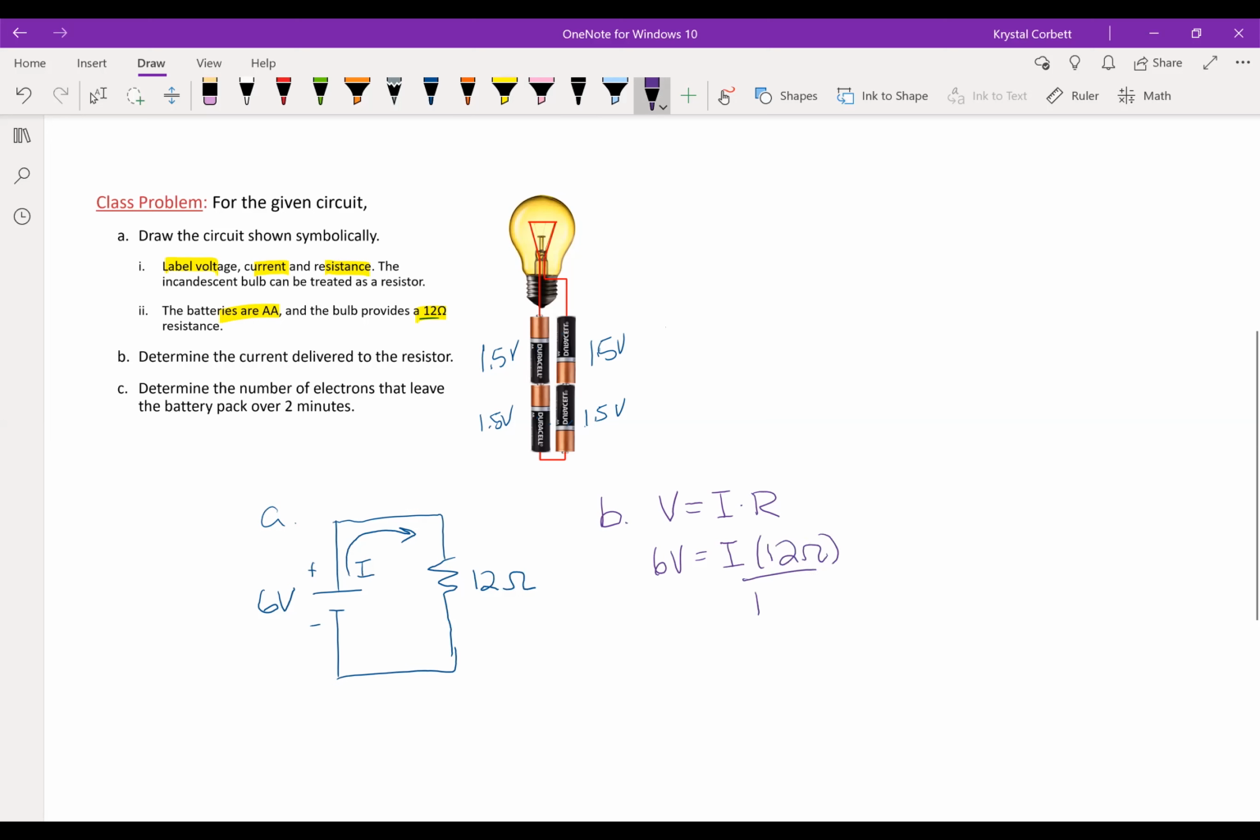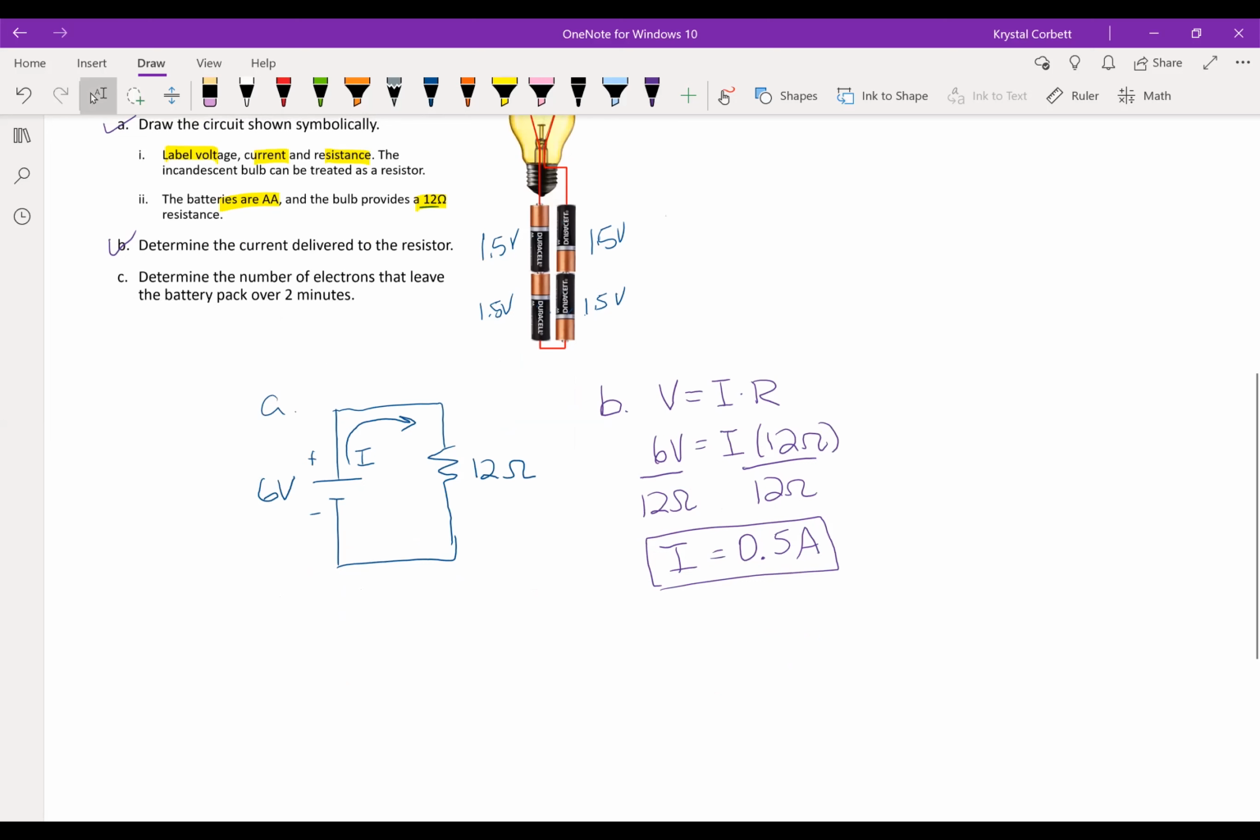If I divide by 12 ohms on both sides, I can say current is equal to 6 divided by 12, and that is 0.5. And what are my units of current? Amps. So that's my answer to part B. I've done part A, I've done part B. Now part C, we want to determine the number of electrons. So that's my goal, number of electrons that leave the battery pack, but this time it's in 2 minutes. So instead of 8 minutes, we have 2 minutes.